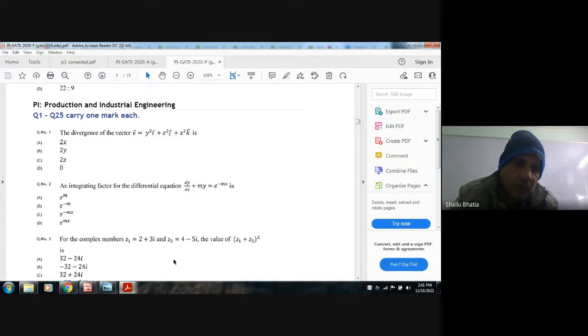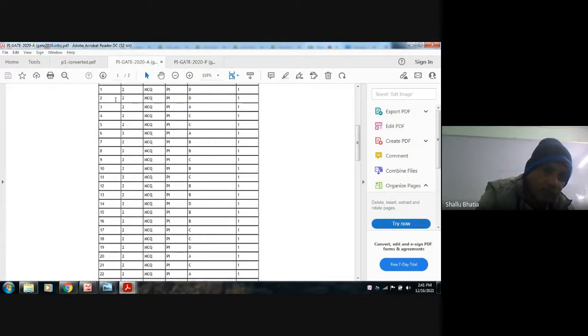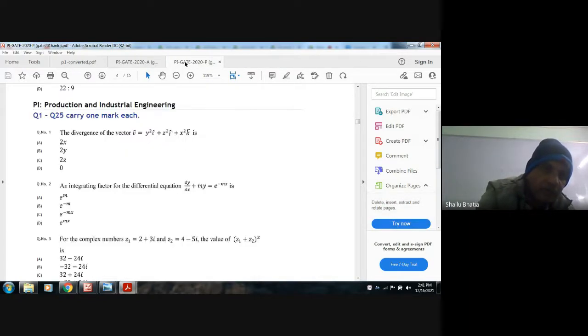Question number 1: the divergence of the vector field y² i + z² j + x² k is option A 2x, option B 2y, option C 2z, option D 0. We have the answer key also, and the answer is D, that is 0. So how is it?